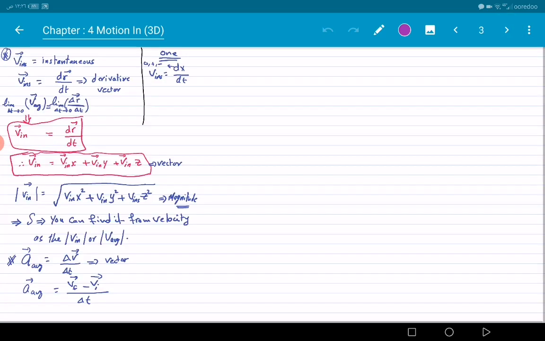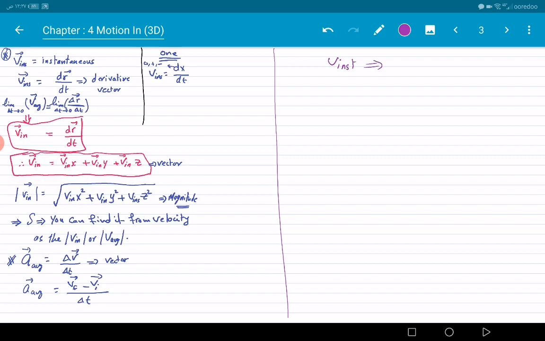Next slide, it's about the instantaneous velocity, and we know also it can be found as dr, the first derivative. So now we start another part. It's about the v inst, instantaneous.